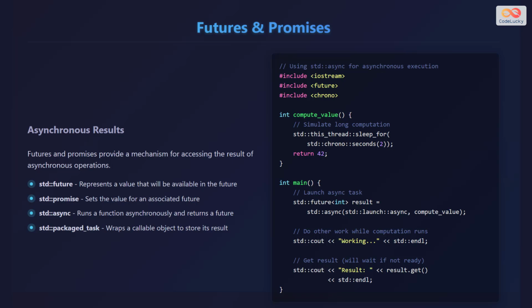We include iostream, future, and chrono headers. The compute_value function simulates a long computation by sleeping for 2 seconds and then returning 42. In main, we launch the compute_value function asynchronously using std::async and store the resulting future in result. While the computation runs in the background, we print "Working..." to the console. Finally, we retrieve the result using result.get, which will wait if the result is not yet ready, and print the result to the console.